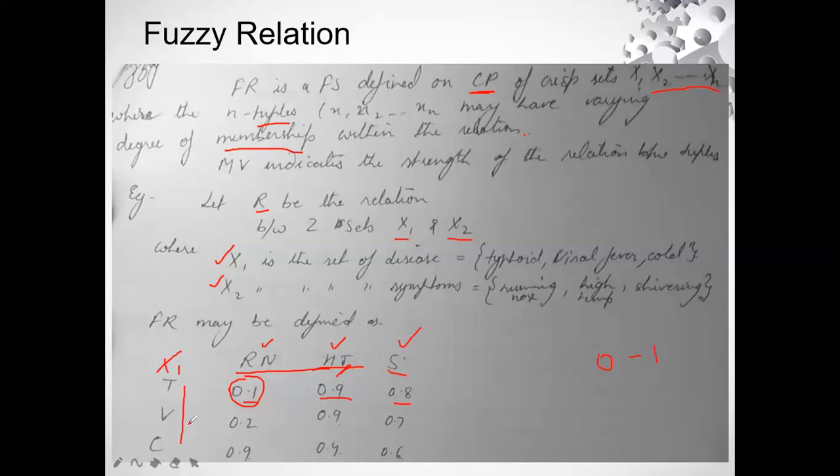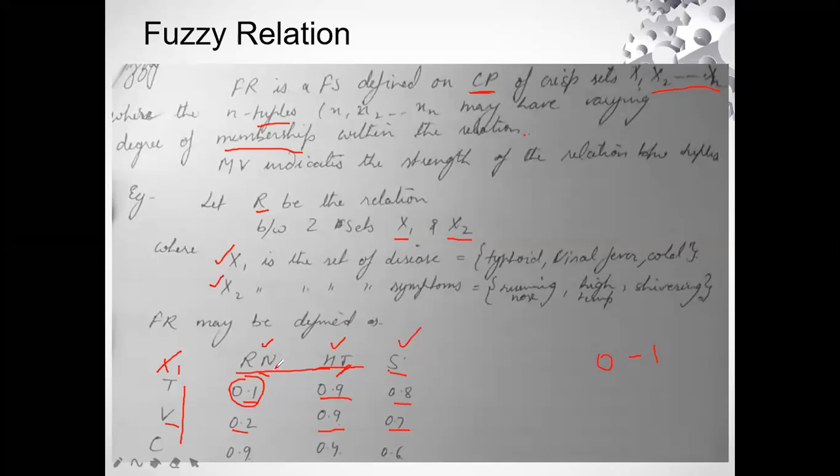Now moving further, we have 0.2 as for the viral fever and the running nose. This is the probability of having running nose during the viral fever. Again, high temperature is the larger probability of the symptom for the viral, and as you have 0.7, that means there are quite possible chances that you have shivering during the viral fever.